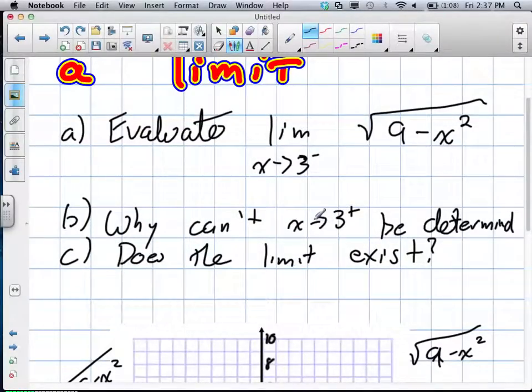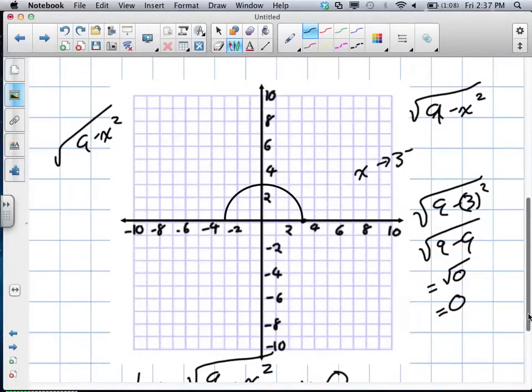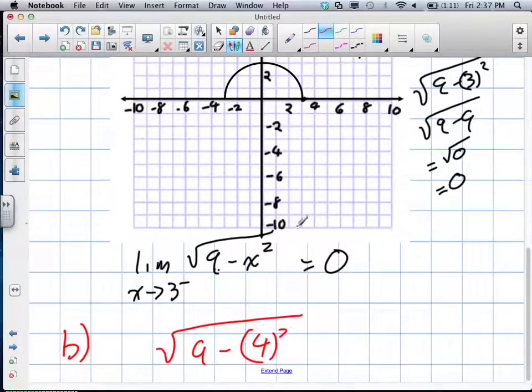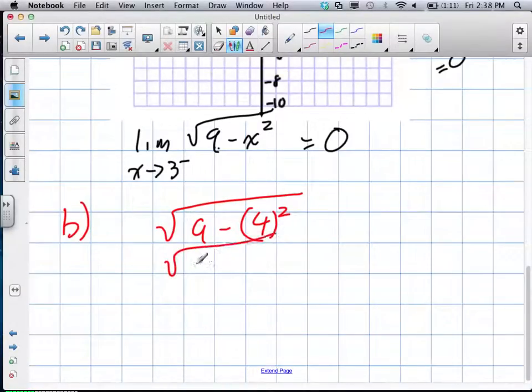Why can't the limit as x approaches 3 from the right be determined? Remember, we're not actually at the number 3. We're a little bit larger. So let's jump up one number and say that it's the number 4. This will be our part B. Algebraically, let's think about this. 4 is technically to the right of 3. 4 squared would be 16. 9 minus 16 gives us the root of negative 7.